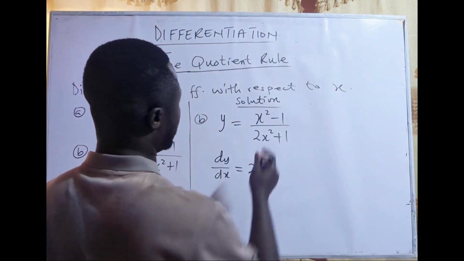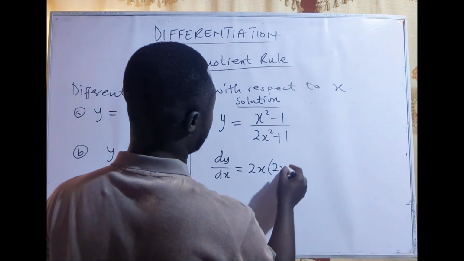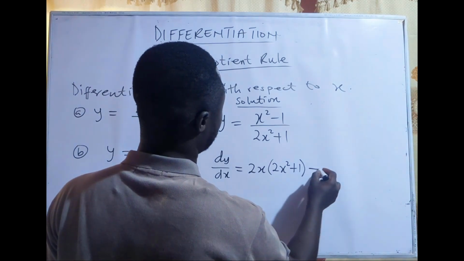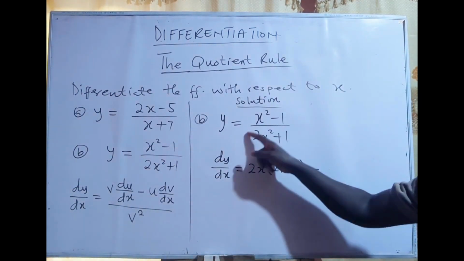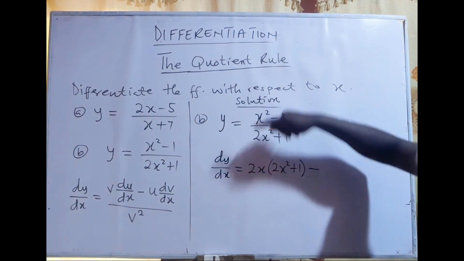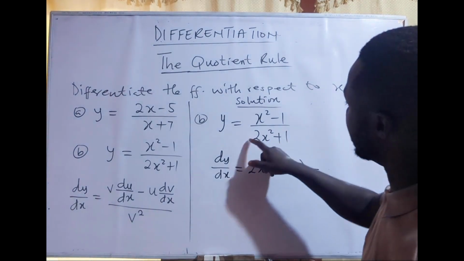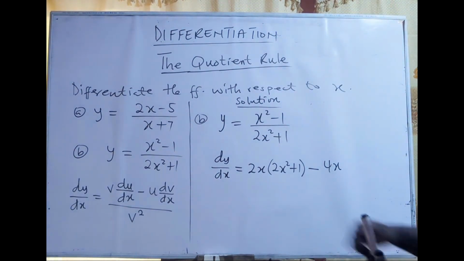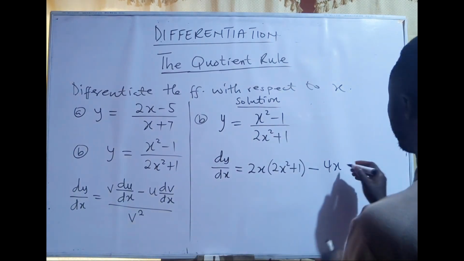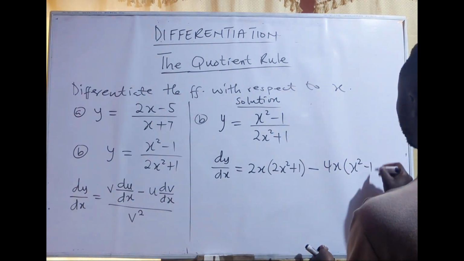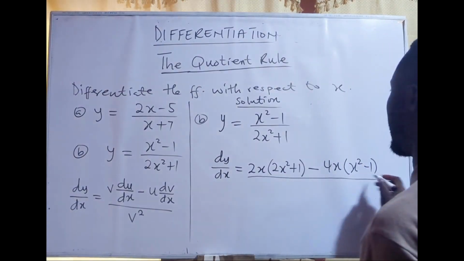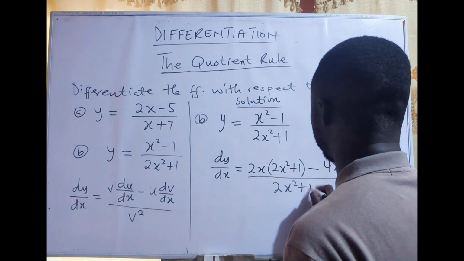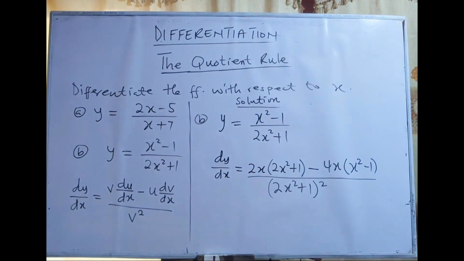The constant is 0. Then we multiply by the denominator, that will give us 2x squared plus 1, minus, then you differentiate the denominator, then you multiply by the numerator. So 2 times 2 gives us 4, so that is 4x. So the differentiation of 2x squared plus 1 is 4x. Then I multiply by the numerator, that is x squared minus 1, all divided by 2x squared plus 1 all squared. See, it's so simple. So that is the quotient rule.